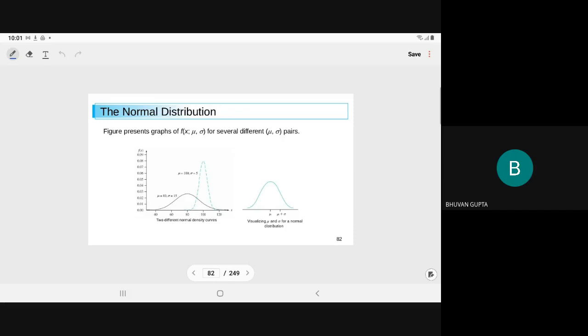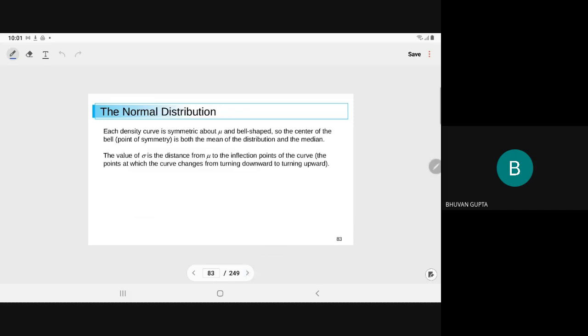So from here it is clearly visible that the normal curve is symmetric about x equal to mu. If we have this curve, it is symmetric about x equal to mu, and it is bell shaped, right? And the point of inflection lies at x equal to mu plus sigma, and here we have x equal to mu minus sigma. So the points of inflection lie at mu plus minus sigma.